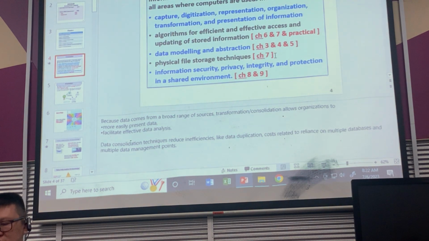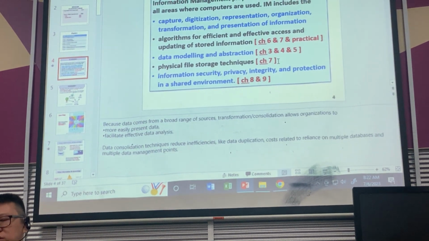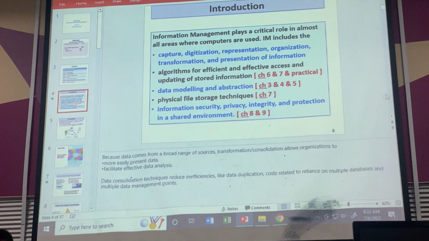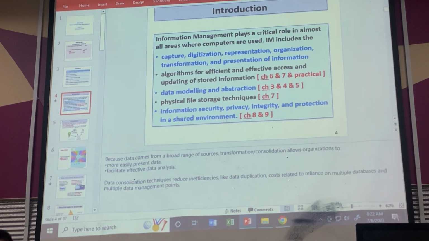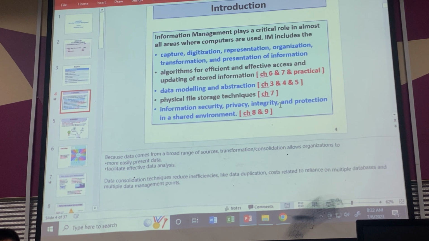Okay, and X file. These two you will focus on more: B+ tree and X file. After that, the last chapters regard information security, privacy, and so on. Integrity, chapter 8, including distribution. Okay, so all this is regarding the whole syllabus.